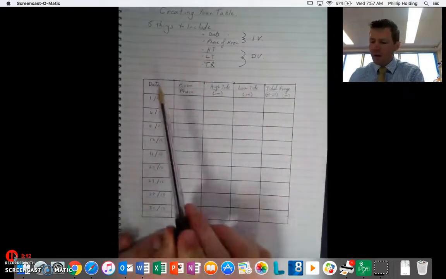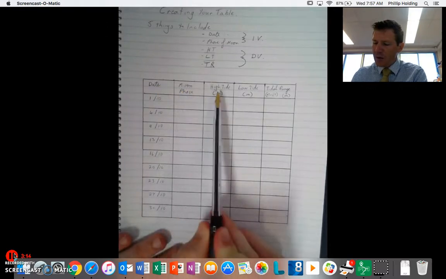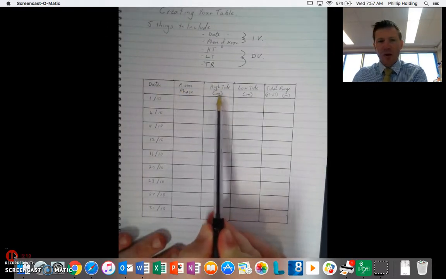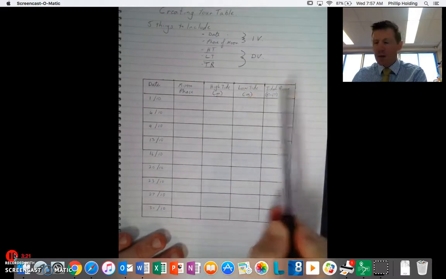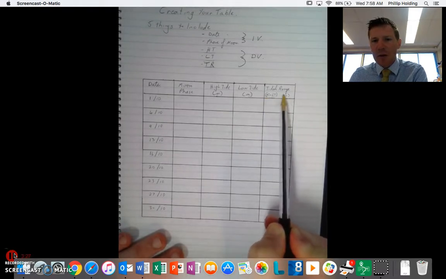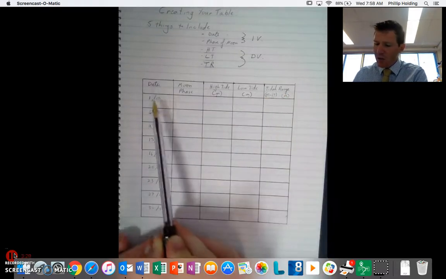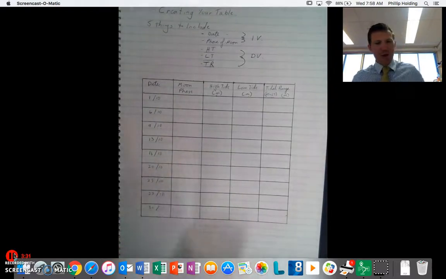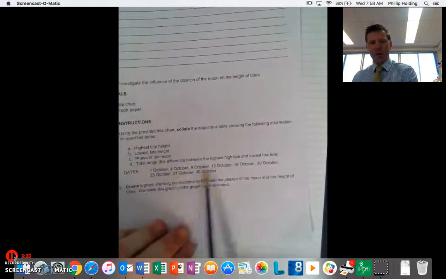So I've done that now, and I've got my date, moon phase, high tide in meters, and make sure I put my units there, low tide in meters, tidal range, and I've just put a little note there on how I did that, so high tide minus low tide. Okay, and the units are meters as well. And of course, I've got the dates that were listed in my task instructions here.